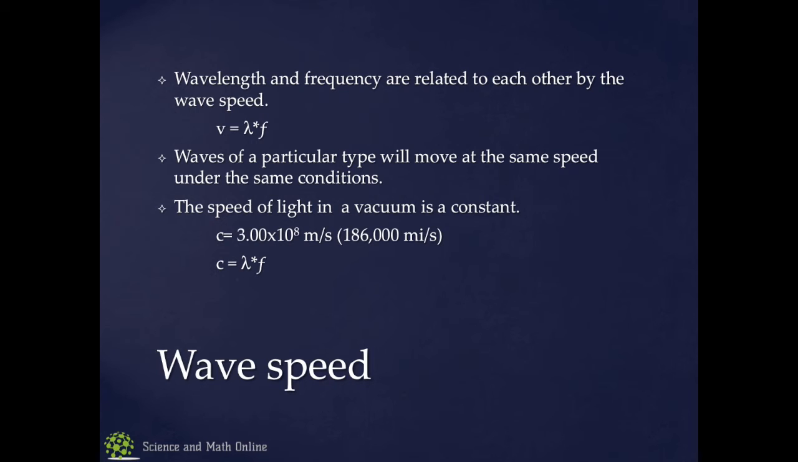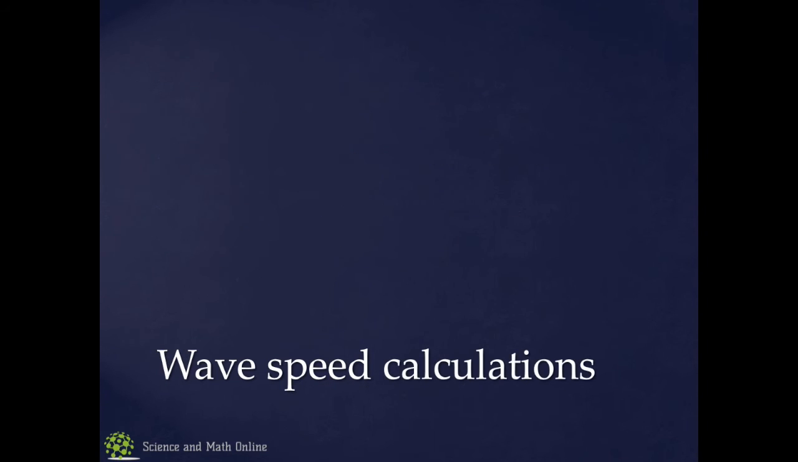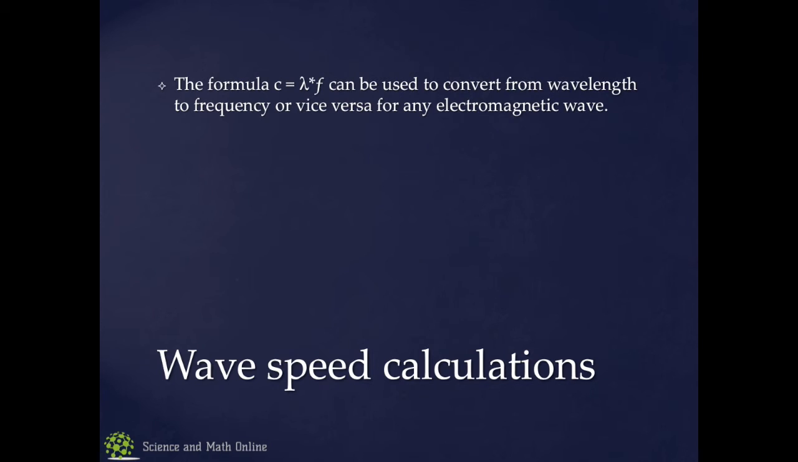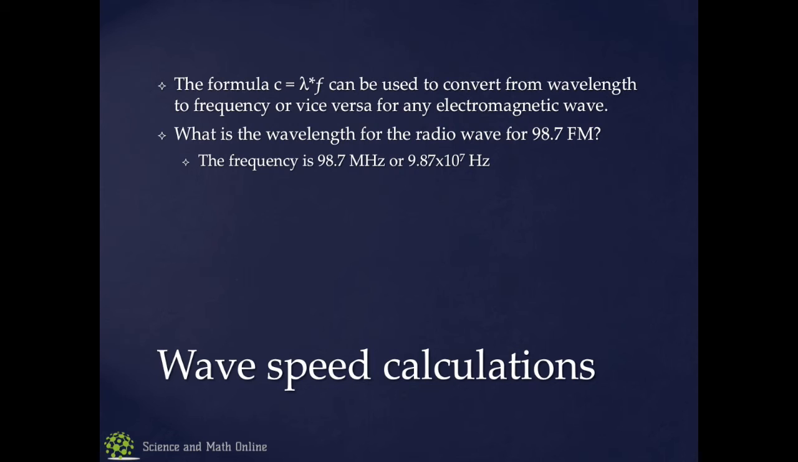So we can use this formula, c equals wavelength times frequency, to convert from frequency to wavelength and back and forth for any electromagnetic wave. So for example, what is the wavelength of a radio wave at 98.7 FM? The frequency of that radio station is 98.7 megahertz, or 98.7 million hertz. Writing that in scientific notation is 9.87 times 10 to the 7th hertz.